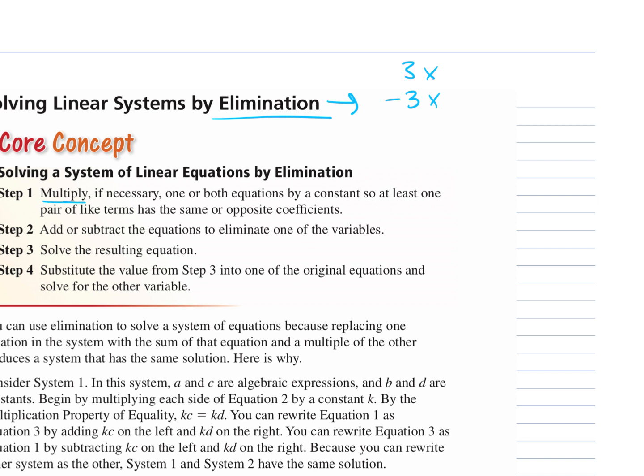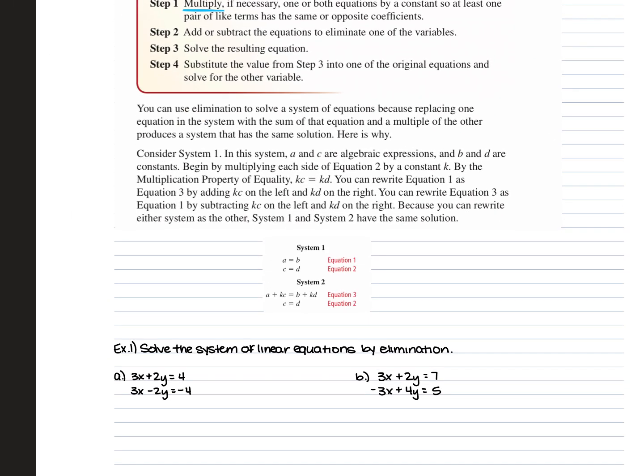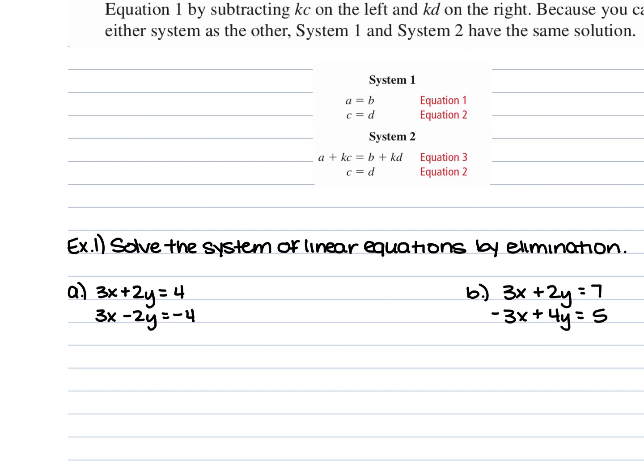So they have to be the same number but opposite. So in order to do that, we could multiply. Sometimes we don't have to, but sometimes we will. We're going to add or subtract the equations to eliminate one of the variables, and then solve the resulting equation, and then plug it back in to find the other variable. So again, to start, we need the same number but opposites, meaning one's positive and one's negative. It doesn't always have to be the x's, it could be the y's.